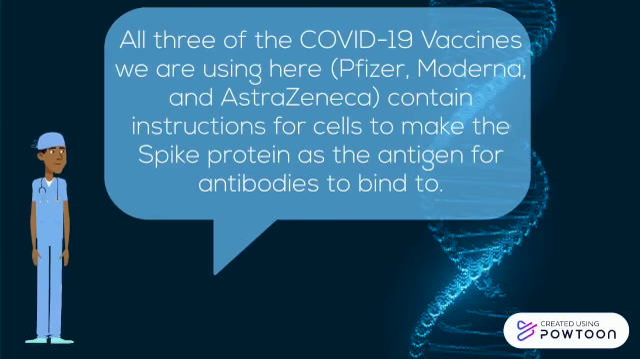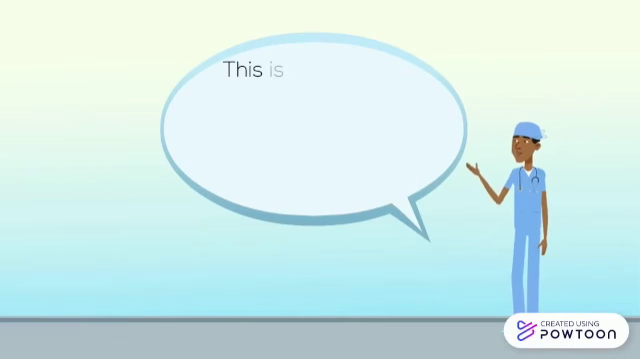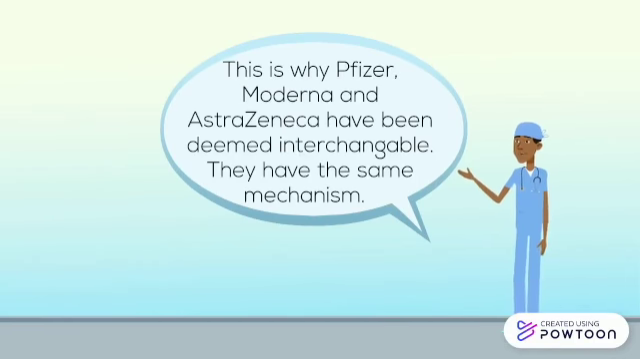All 3 vaccines create the spike protein. The spike protein is a classic spike seen on the COVID-19 virus. This is why our 3 vaccines have been deemed interchangeable. They have the same mechanism.